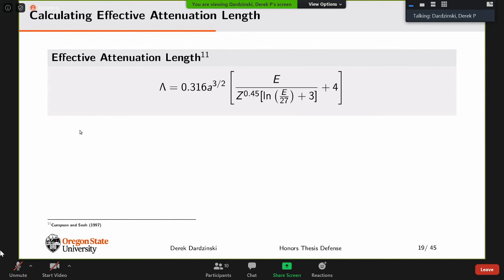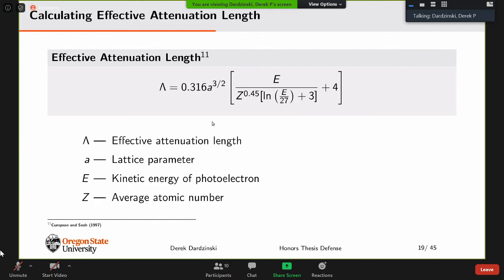And then the effective attenuation length, which gives XPS its surface sensitivity, we use this equation, where it's a function of the lattice parameter, the kinetic energy of the photoelectron, and then the average atomic number of your material. And the reason it gives XPS its surface sensitivity is because it typically lies on the order of about a few nanometers. And that's the distance an electron could travel within the material before it loses its energy.